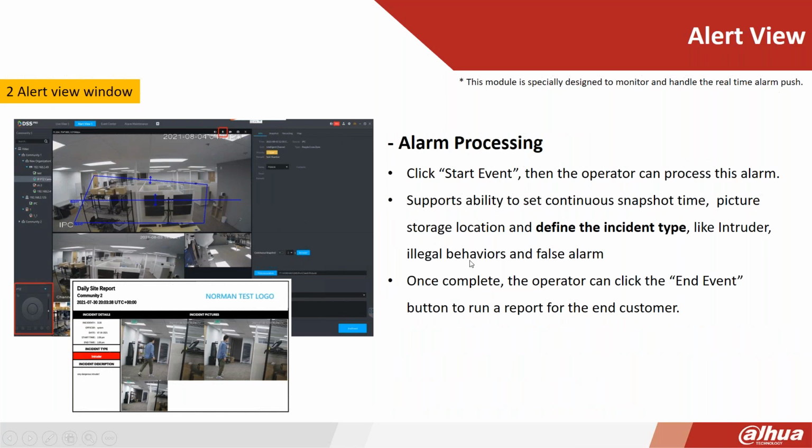And then alarm processing, that's where you would start your report. You can start a report and define the incident type, so you customize what kind of incident it is, by writing like intruder, illegal behavior, or false alarm. And you can generate a report. Then you can export that report into a PDF that'll show screenshots and details of the incident type, dates, location, start time, and screenshots of what happened during that time.